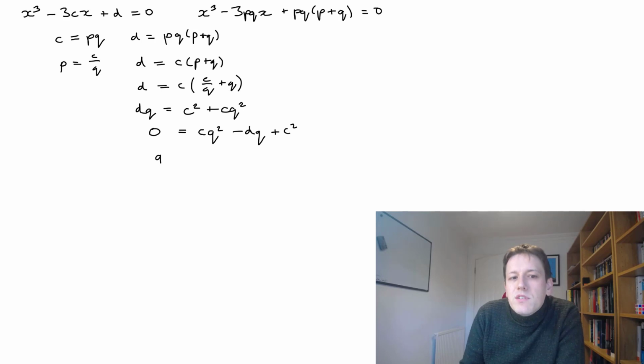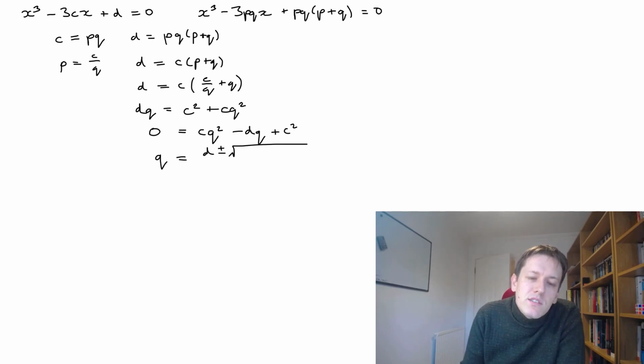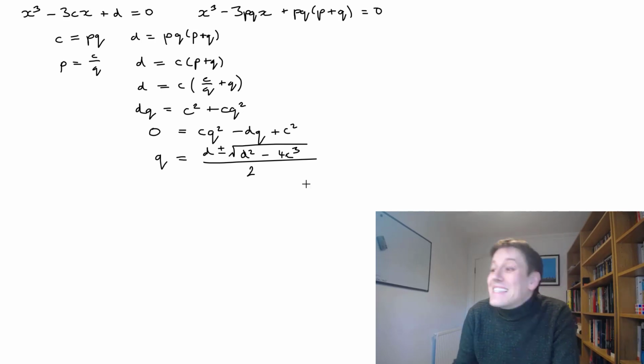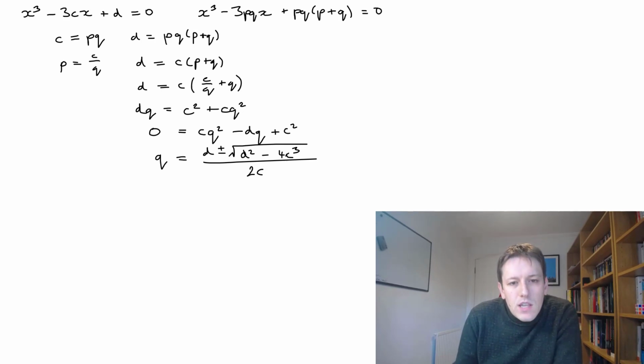So applying the quadratic formula here, we get q equals d plus or minus the square root of d squared minus 4 times c squared, so c cubed, all over 2 times c. It's a bit confusing because usually we talk about a, b and c in the quadratic formula, and obviously we've got c in here as well, so I'm not using the usual letters from the quadratic formula here. Hopefully you can follow that, and you can start to see here where this condition that d squared is greater than 4c cubed is going to come out.